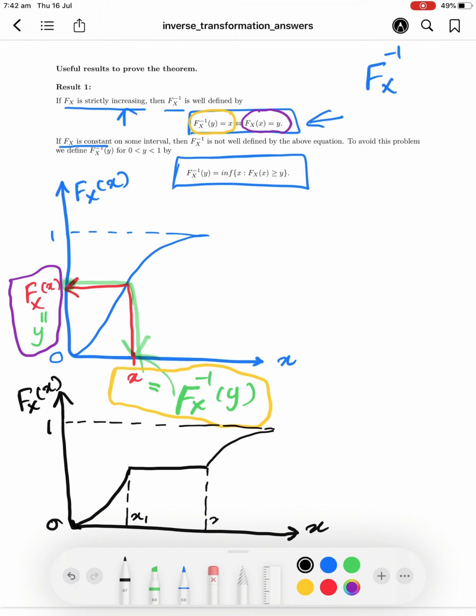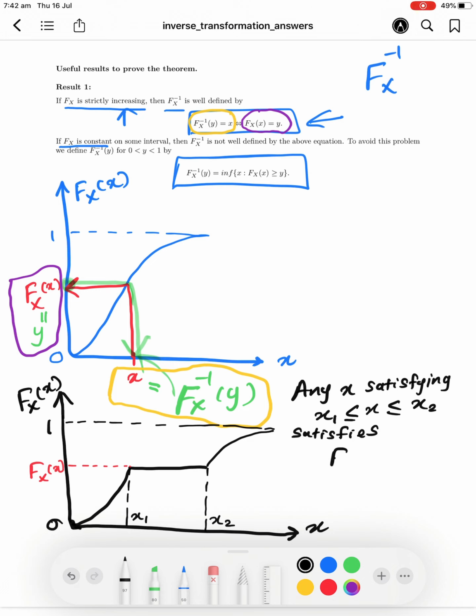Let's call this one x1 and x2. Again, this value is F_X(x). Now in this case, any x satisfying x1 less than or equal to x less than or equal to x2 satisfies F_X(x) equal to y.